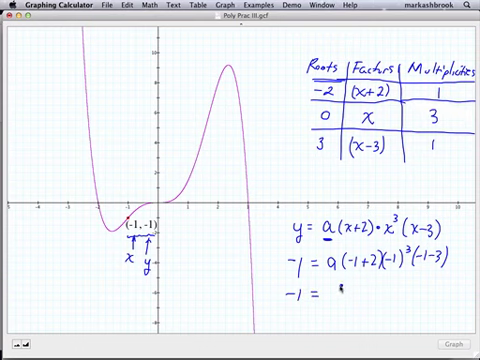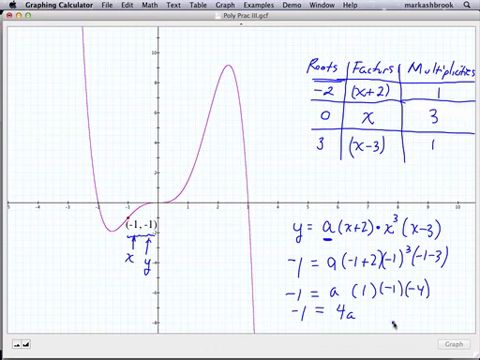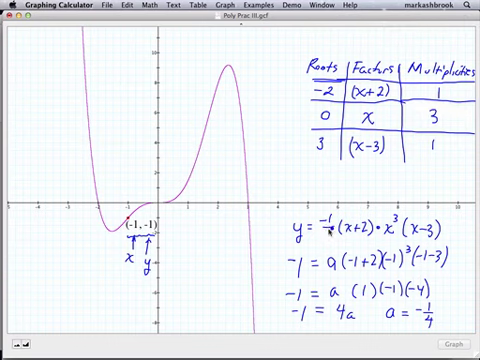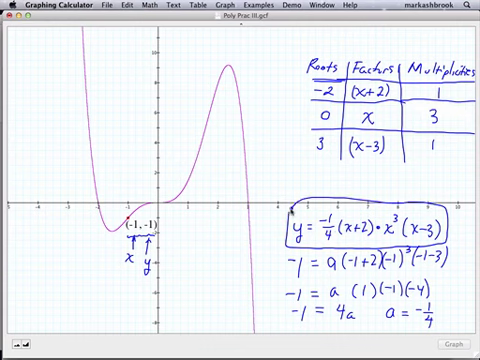So this is 1 times negative 1 times negative 4, which is 4a. So 4a equals negative 1. Therefore a is negative 1/4. So that's the particular value of a that we need to have those roots with those multiplicities and have it go through the point negative 1, negative 1. Okay, did you catch it? I had to go fast.